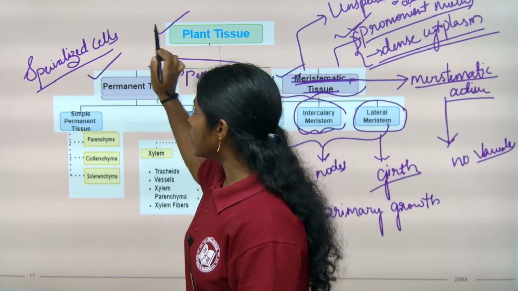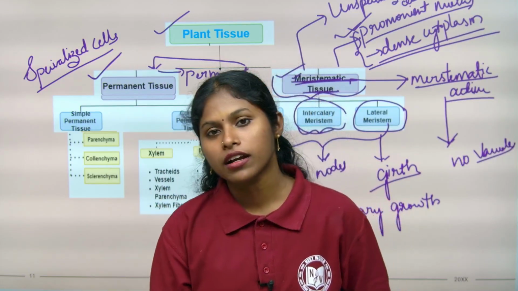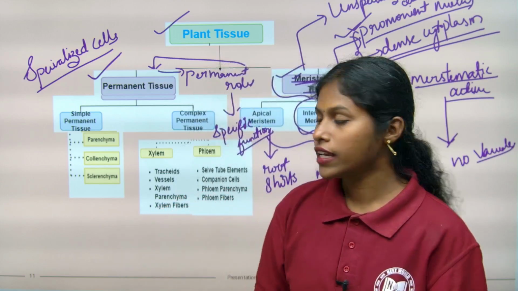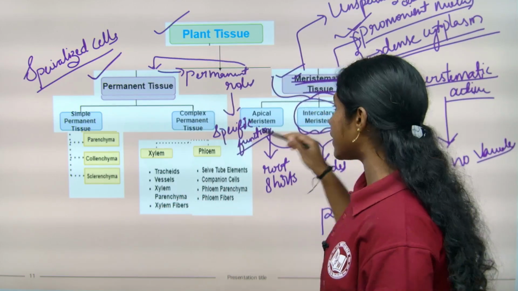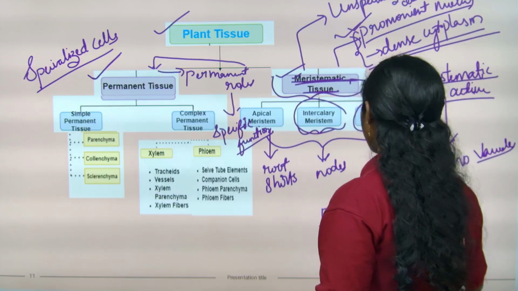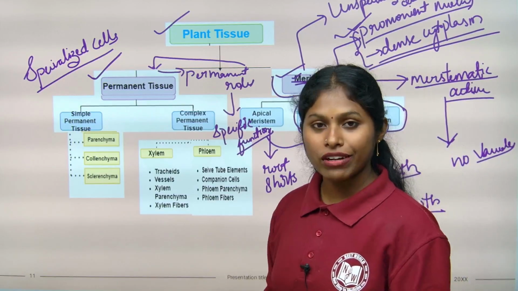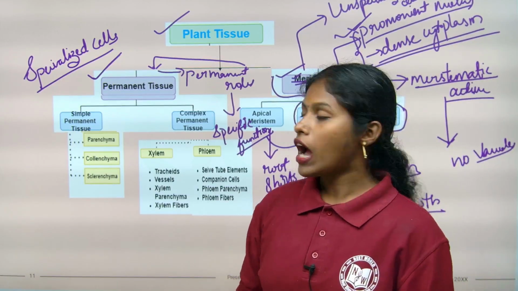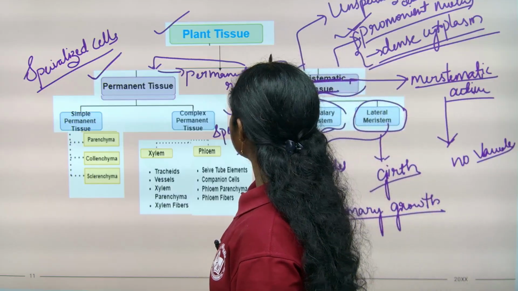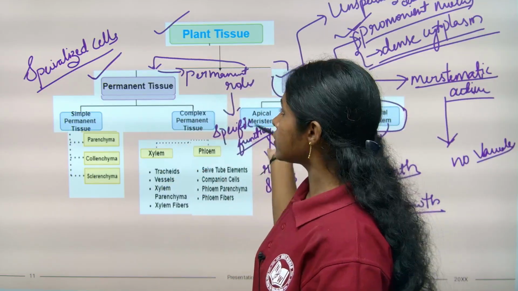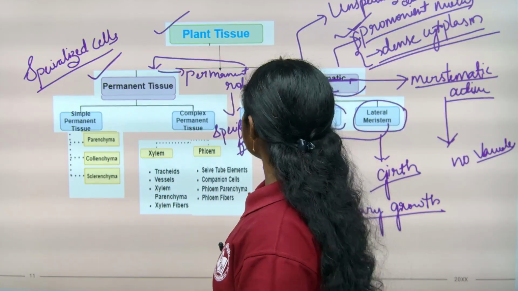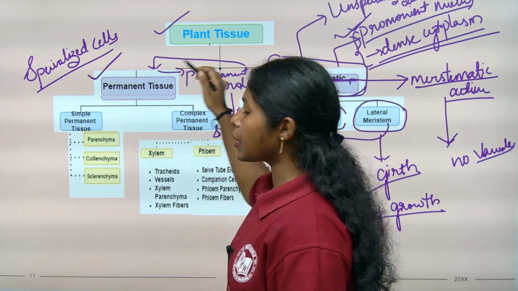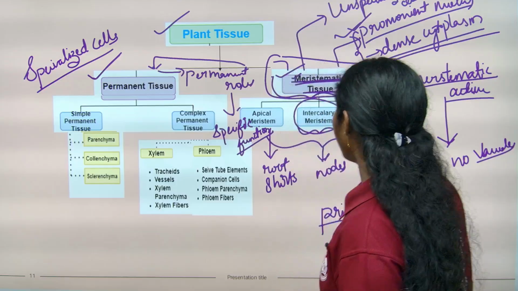So where does the origin of the permanent tissues occur? By the meristematic tissue only. That is why primary plant growth requires the meristematic tissue. The primary plant growth happens due to actively dividing cells, nothing but meristematic tissue. After that, when these cells lose their ability to divide, they become permanent tissue, right?